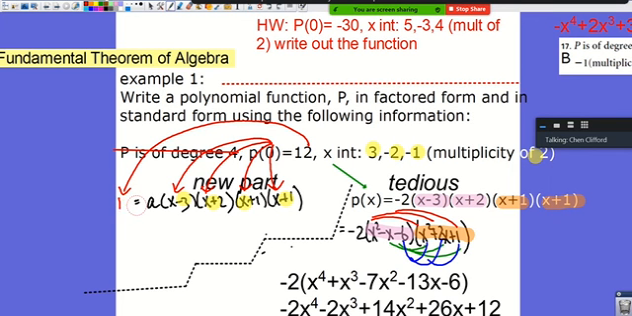So as of right now, let's go ahead and solve it. I get 12 equals A times -3, because 0 minus 3 is -3, times 2, times 1, times 1. And I get 12 equals A times -6, and I get -2 equals A. All right, -2 equals A. That is the hardest part.